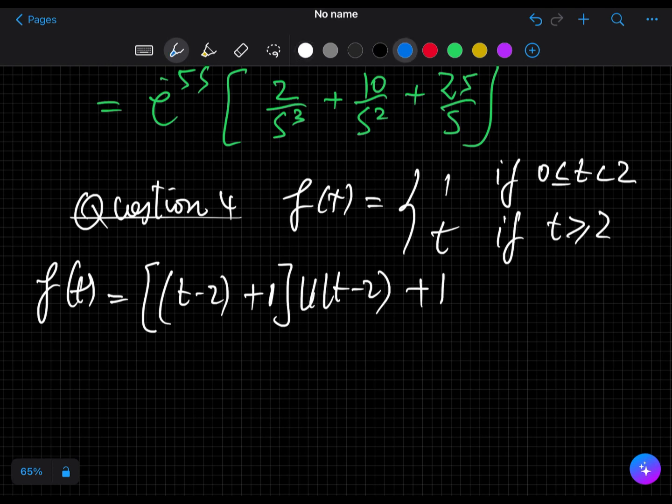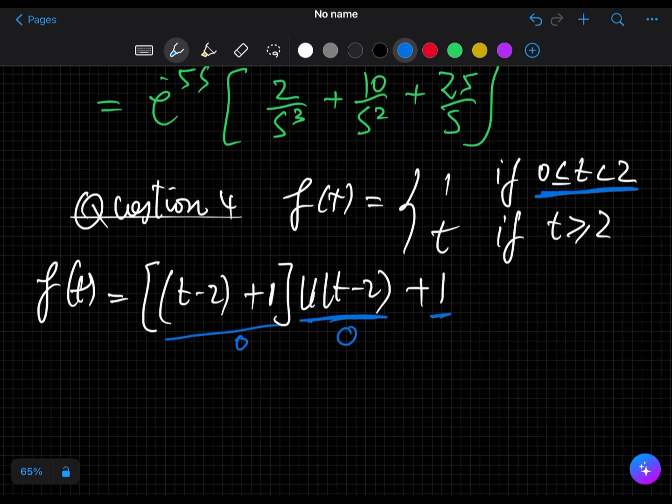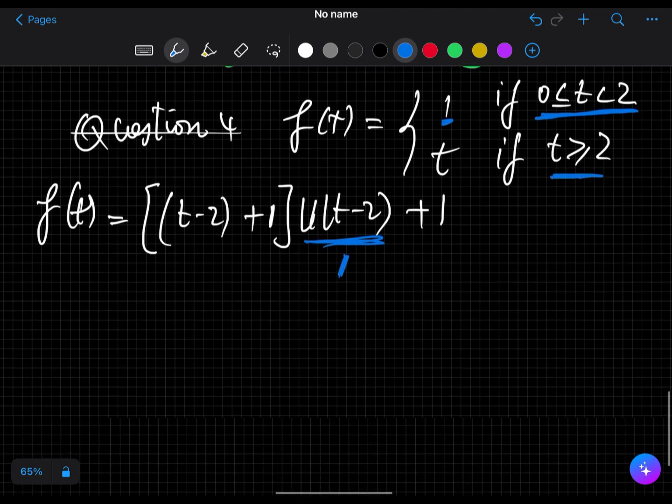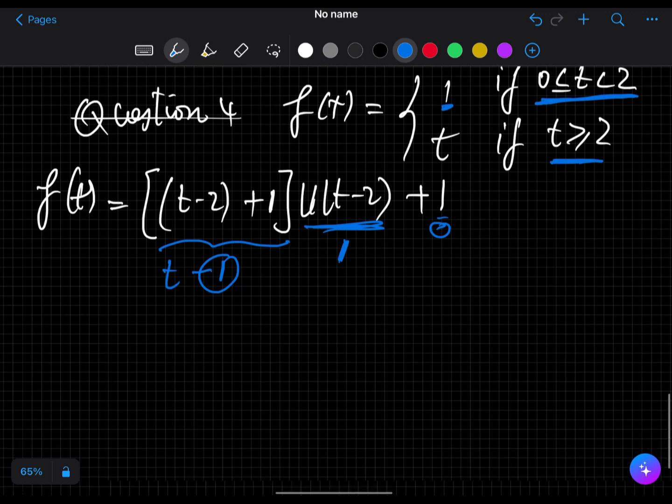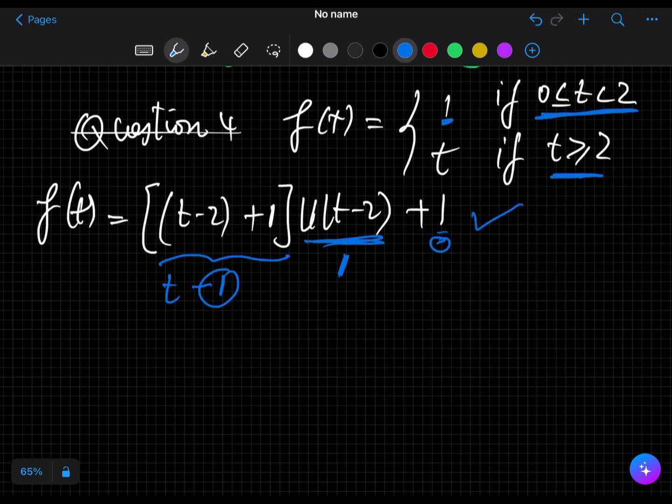Now, you realize that if t is in this interval here, the unit step function is 0. So if it's 0, it means that everything here will be 0. Then I'll be left with 1. So it's 1, it makes sense. However, if t is greater than 2, the unit step function will be 1, right? And if it is 1, it means that everything inside here will be t minus 1 plus 1, therefore it will be t. This 1 and 1 here will cancel, it will be t. So I have written it this way and it preserves the integrity of the piecewise function.